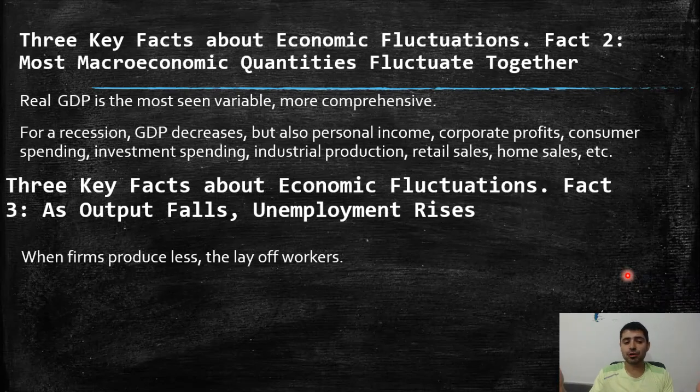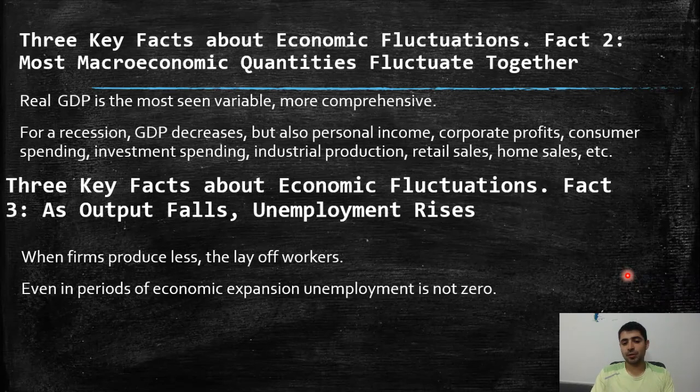So when firms produce less, they lay off workers because they don't need the same quantity of production factors to produce. And one part of that should naturally be the labor, which means the workers. So actually, even in a period of economic expansion, unemployment is not zero. This is what we call the natural rate of unemployment.